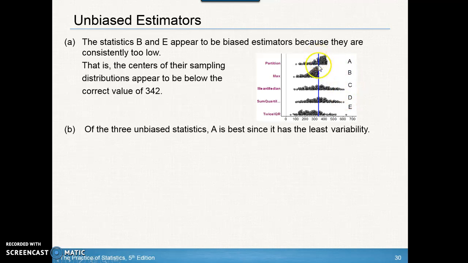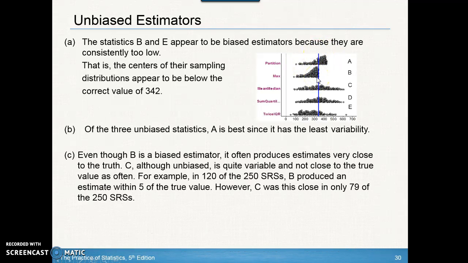So when we're looking at A, it has a lot of values that are above it, but it has the least variability. It only ranges from about 100 to a little bit over 400, whereas if we take a look at C and D, their means might be close to the true mean, but they do have a lot of sampling variability. Okay, so letter A is going to be the best since it has the least sampling variability, and the mean of this one is about the same as the mean of the true population.